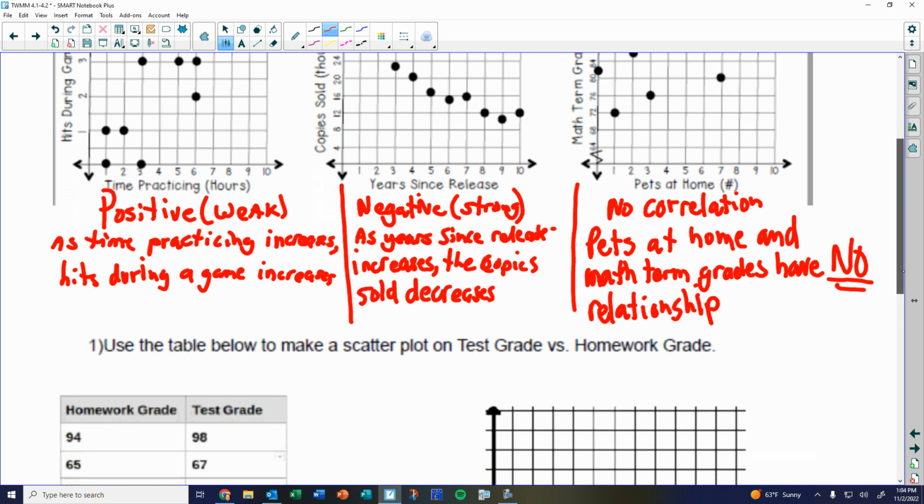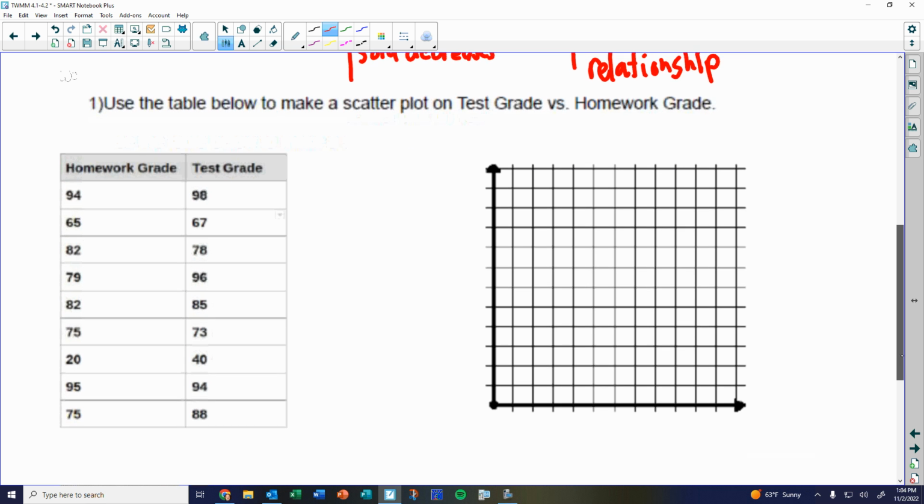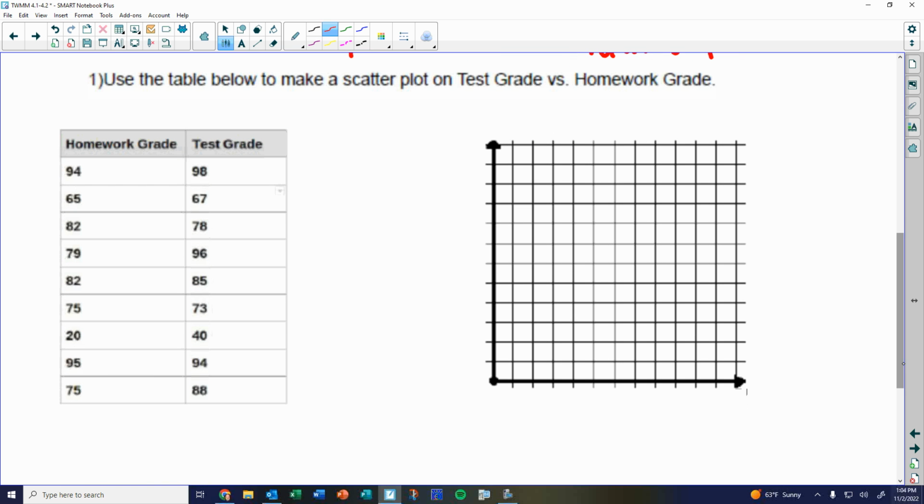Alright, now, the next one down here, we're going to make a scatter plot. So, which one depends upon the other? Does homework grade depend upon your test grade, or does your test grade depend upon your homework grade? Test depends upon your homework, right? The more homework you do, the better you score on a test. So we're going to label homework grades here, and your test grades here. These are both up by 10, so if we go by 10s on each one, we should be able to fit all of our data in here.